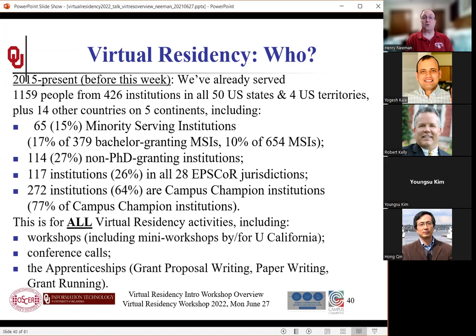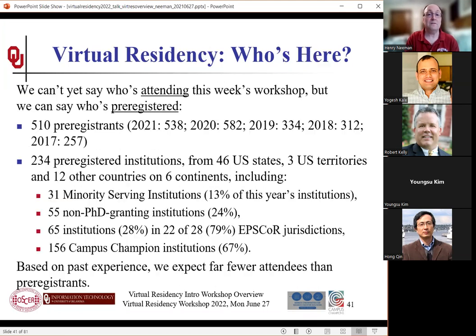117 institutions in all of the EPSCoR jurisdictions, EPSCoR states and territories, and 272 of the institutions, so almost 2/3, are campus champion institutions, and that's slightly over 3/4 of all the campus champion institutions. And I did go through the list last night to make sure that if any institution had dropped out of the campus champions or been added in, that I was counting them properly. Okay, and that's for all of our activities.